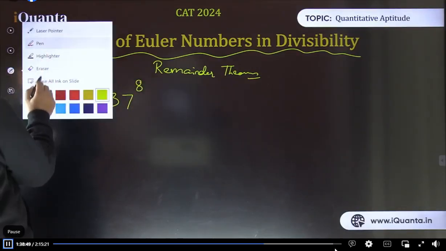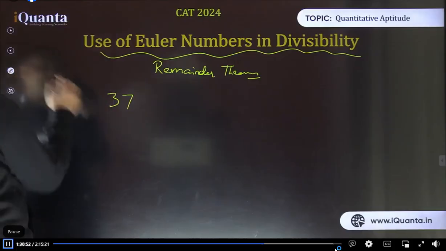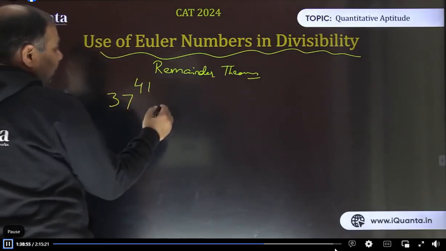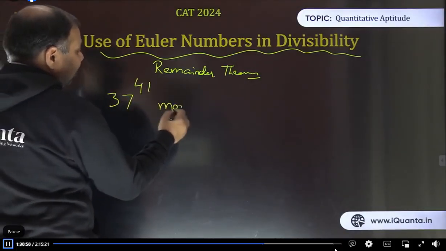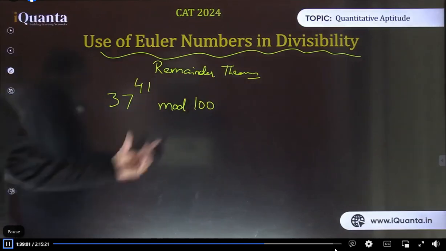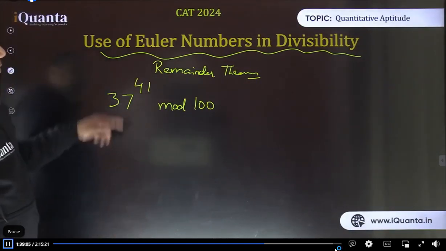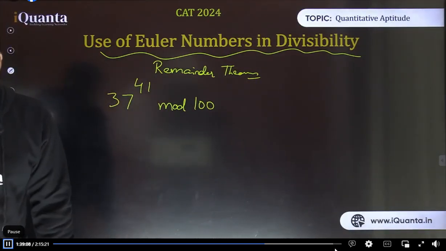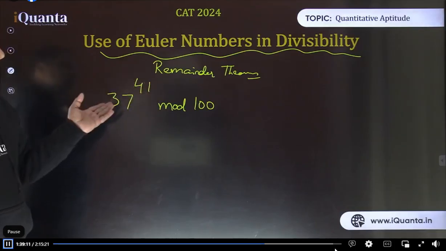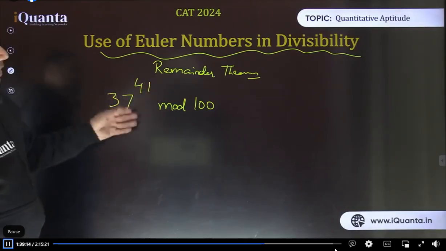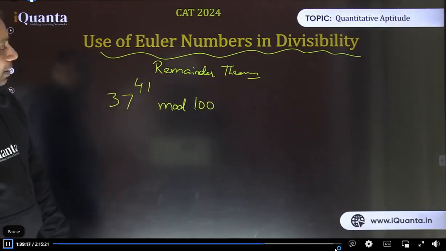37 raised to power 41. We have to find its remainder with, let's say, 100, mod 100. ये हमें निकालना है. ठीक है? What will be the remainder when 37 power 41 is divided by 100? That's the question we want to find out. So it's difficult to calculate the remainder. 37 is a prime number, 41 also is a prime number. उनको multiply करते रहेंगे तो 100 से multiply करते करते बूढ़े हो जाएंगे. And it will be difficult.